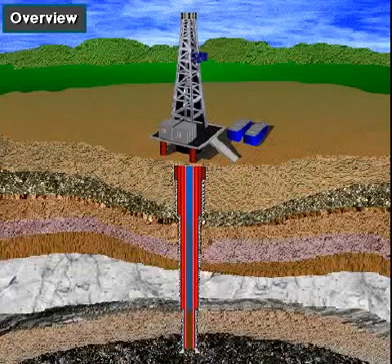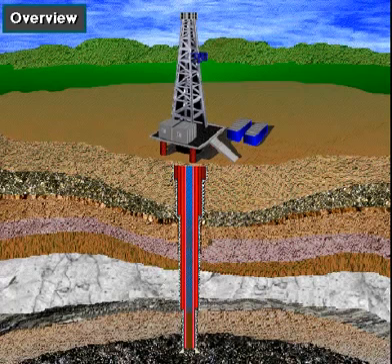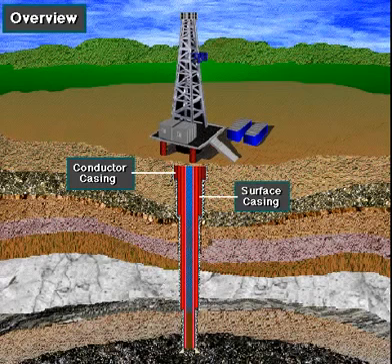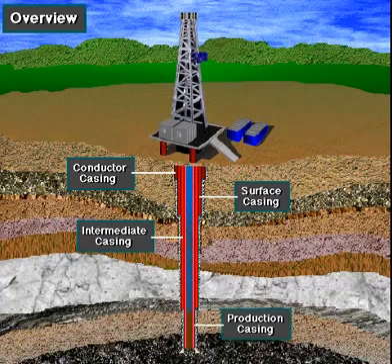By the time the crew drills the well to final depth, it usually has several strings of casing in it. These strings are called conductor casing, surface casing, intermediate casing, and production casing. Notice that the cased well looks something like a telescope pulled out to full length.